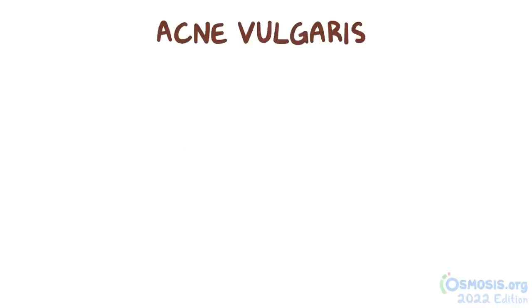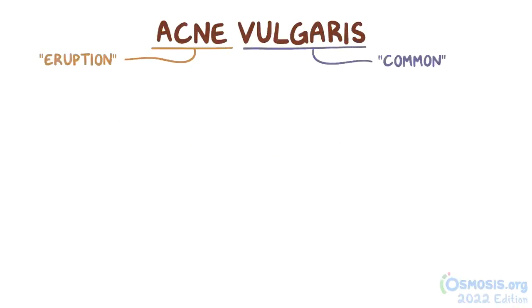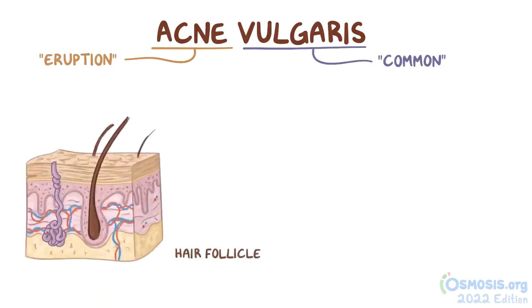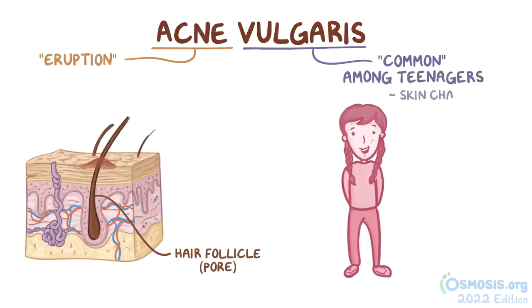With acne vulgaris, acne means eruption, and vulgaris means common. So acne vulgaris is a common skin eruption that happens when hair follicles, or pores, get blocked by particles like dead skin cells or oil. Once hair follicles are blocked, they form small, raised red bumps on the skin. Acne is particularly common among teenagers because of the skin changes that happen during puberty.